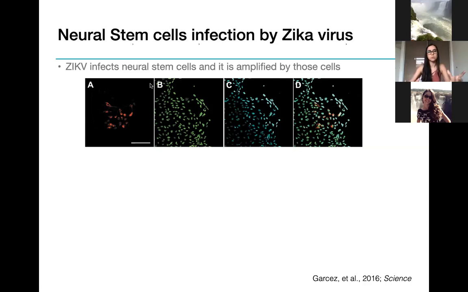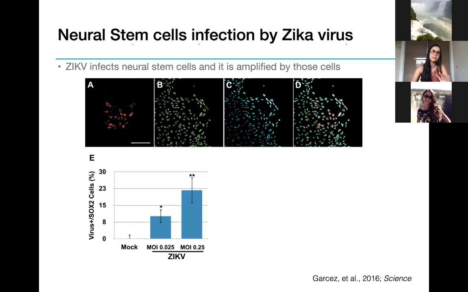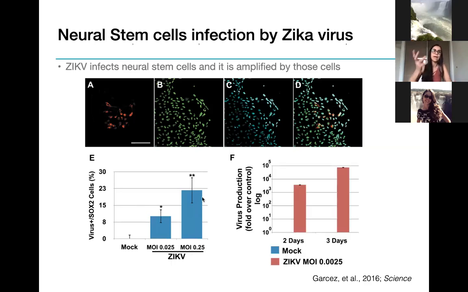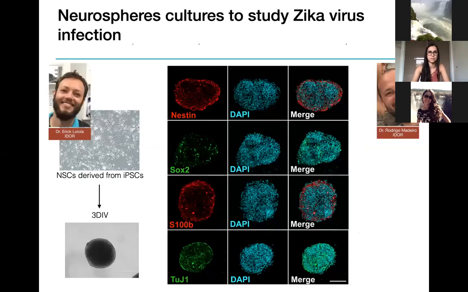So we exposed the Zika virus to a neuroprogenitor culture. We exposed Zika virus, here in red, to the SOX2 neuroprogenitor cultures, and we can see that these cultures get infected and they replicate. If we collect the supernatant of these cultures at 2 days and compare the RNA production with 3 days, you can see there is an increase. So these neuroprogenitor cells are actively replicating. They can be infected and they can actively replicate the virus.